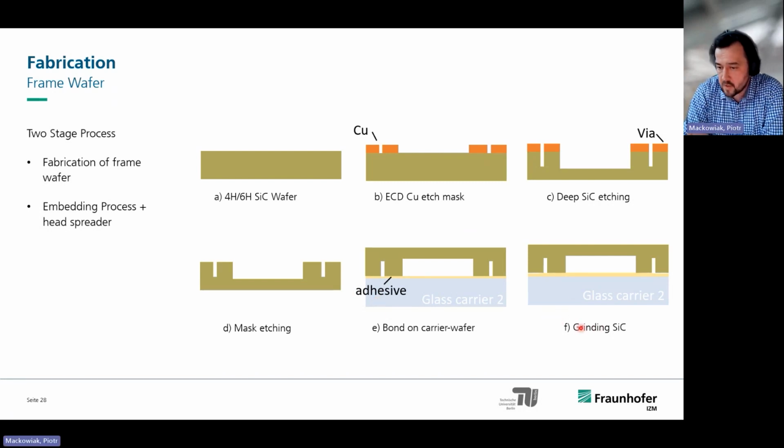Then, as a next step, we grind down the silicon carbide wafer, which cannot be seen clearly here. Sorry for that, I think there's some small bug in the slide. So imagine we grind this down from the top, and we end up with a frame wafer where we just have this part.